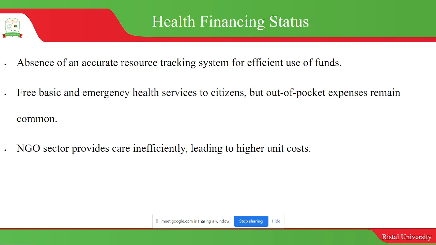We also have the NGO sector providing health services, but this often results in higher unit costs, and therefore the resources are not efficiently used in the NGO sector.